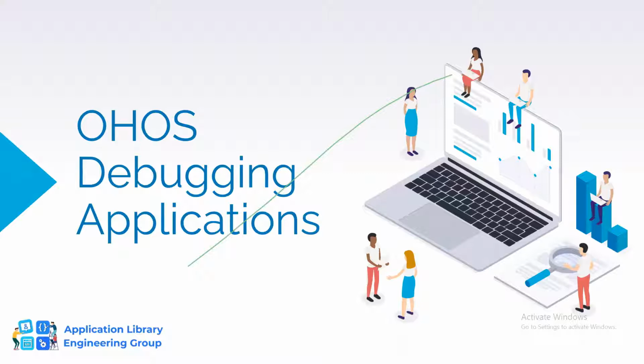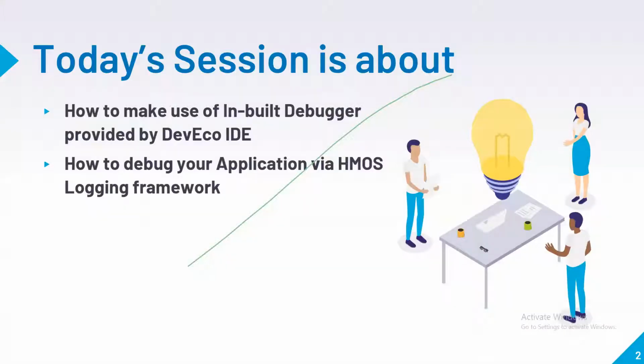So today, welcome to a session on debugging OHOS applications. In this session, you will learn how to make use of the inbuilt debugger provided by the Debug IDE. Also, you will learn how to debug your application via the HMOS logging framework. There are two different approaches through which you can debug your Harmony OS applications. First, we will move on to the inbuilt debugger section.